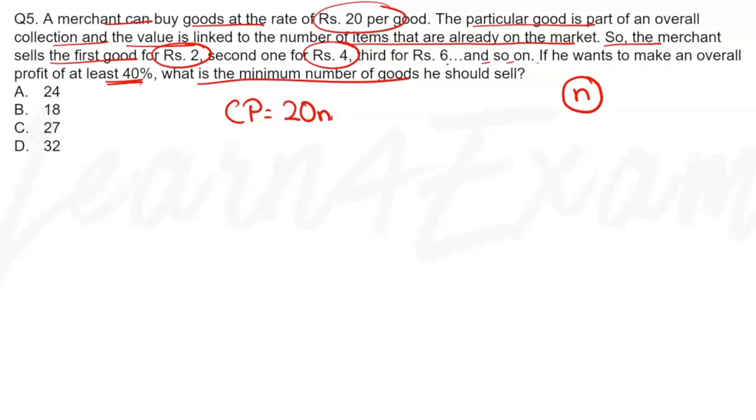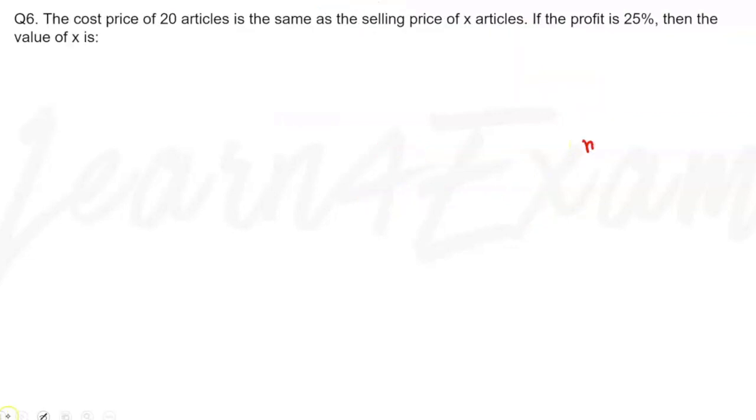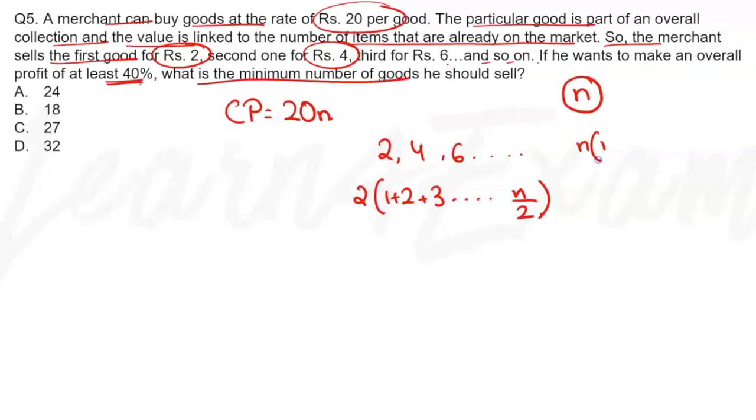Now out of this 20n, he sells the first good at rupees 2, the second at 4 and 6, and so on. So I need to find out, this is nothing but 2 into 1 plus 2 plus 3 up to n. I need to find out the sum of these numbers. The sum of the first n even numbers is equal to n into n plus 1, right?